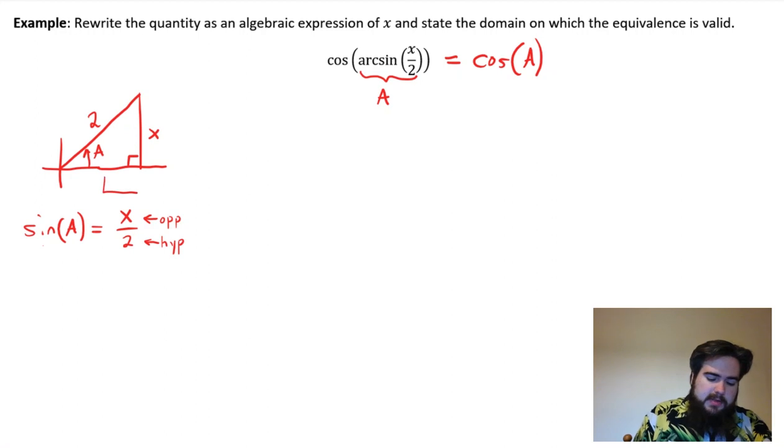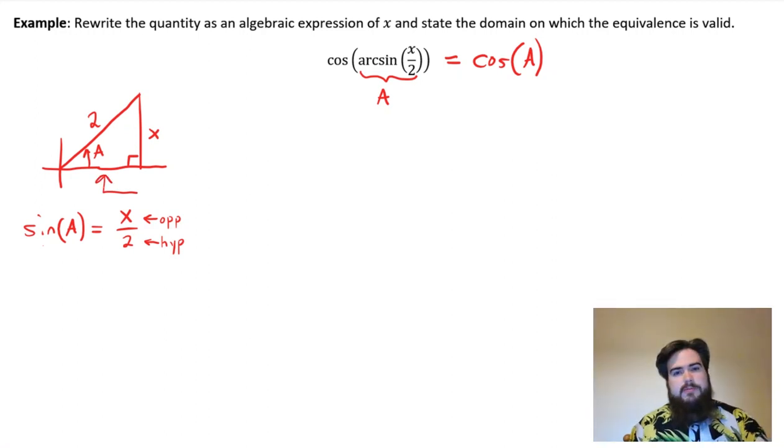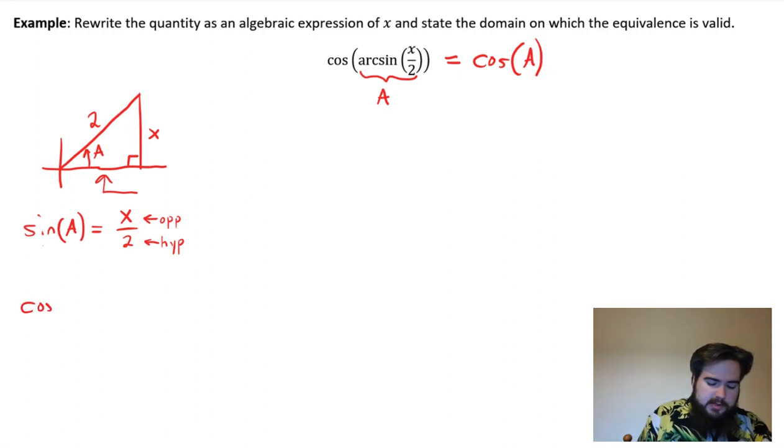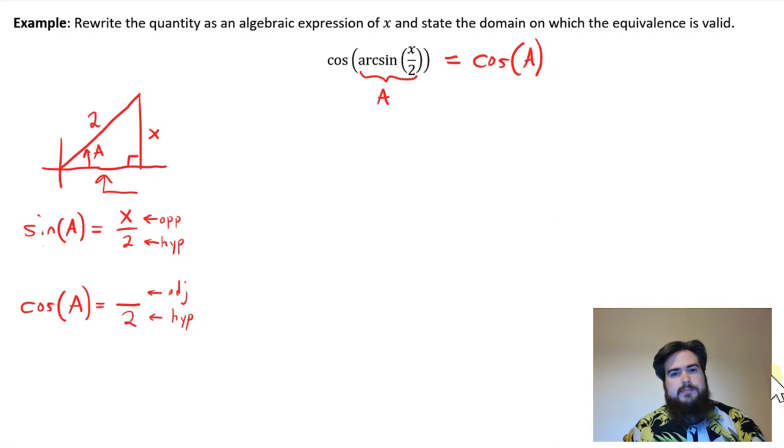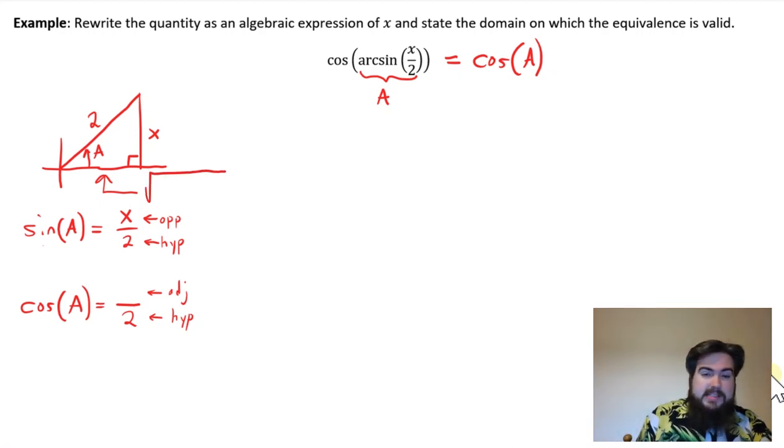If I can determine the adjacent side of this triangle, then I should be able to figure out cosine of a, which should be a fraction of adjacent over hypotenuse. And since I already know the hypotenuse is 2, to find that adjacent side, all that takes is the Pythagorean theorem. The Pythagorean theorem there for the adjacent side would be the hypotenuse side squared, so 2 squared, minus the opposite side squared, x squared. Or 4 minus x squared.